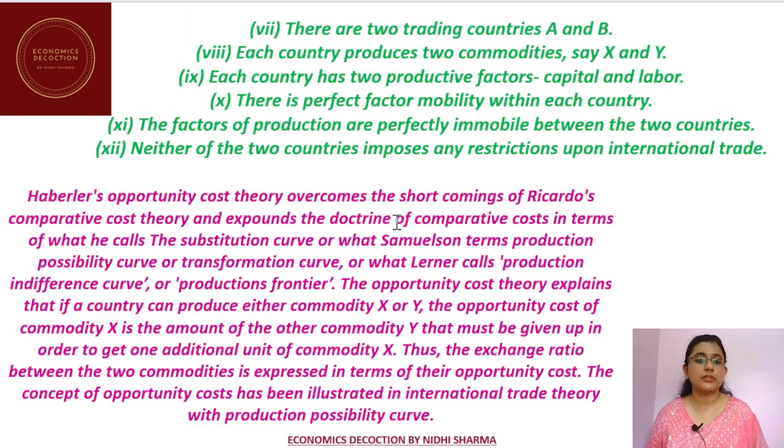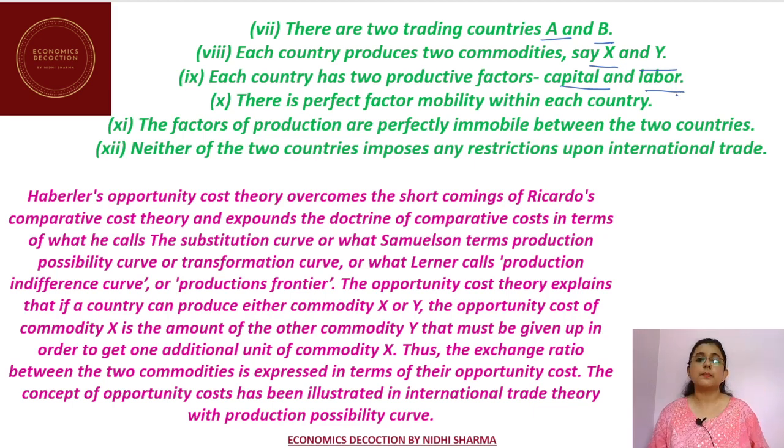These are a few of the assumptions, and the further assumptions are that there are two trading countries, country A and country B. They produce two commodities each, say X and Y, and each country has two productive factors, that is capital and labor. Now here you have to note the previous theories that we were discussing, that means the absolute advantage theory given by Sir Adam Smith, and the comparative advantage theory which was given by Sir David Ricardo. In those theories we have studied the 2 by 2 by 1 model, that means two countries, two commodities, and one factor of production, that is labor.